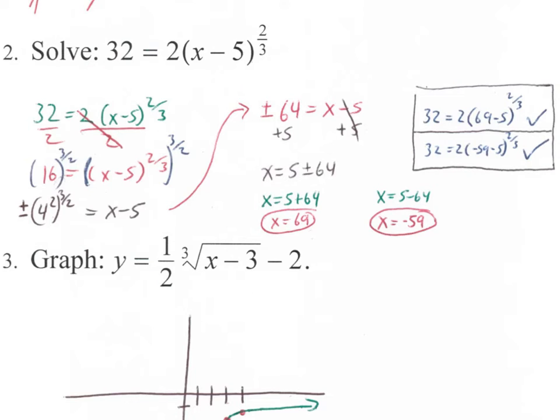Alrighty, number 2 here is a little bit trickier. In order to solve this, the first step you want to do is get rid of that 2. It's connected by multiply, so you divide it off. See right there? Divide both sides by 2. That gives you 16, and you have this over here. Now to get rid of this 2/3 power, you have to power each side by the reciprocal of 2/3, which is 3 over 2.